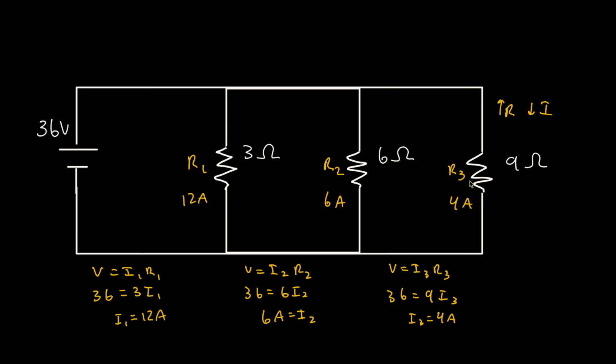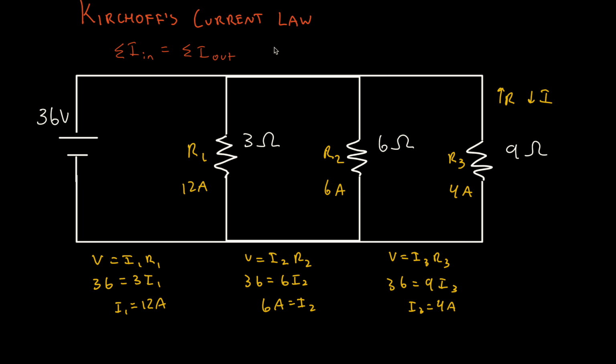So now that we know that, let us find the total amount of current that is flowing through this entire circuit. But first, we need to talk about Kirchhoff's current law, which states that the amount of current going inside our circuit is going to equal the amount coming out. And this also applies to our series circuits as well. But just knowing this, we can derive the fact that our total amount of current is going to equal just adding all of these currents together. So this is 12 amps plus 6 amps plus 4 amps.